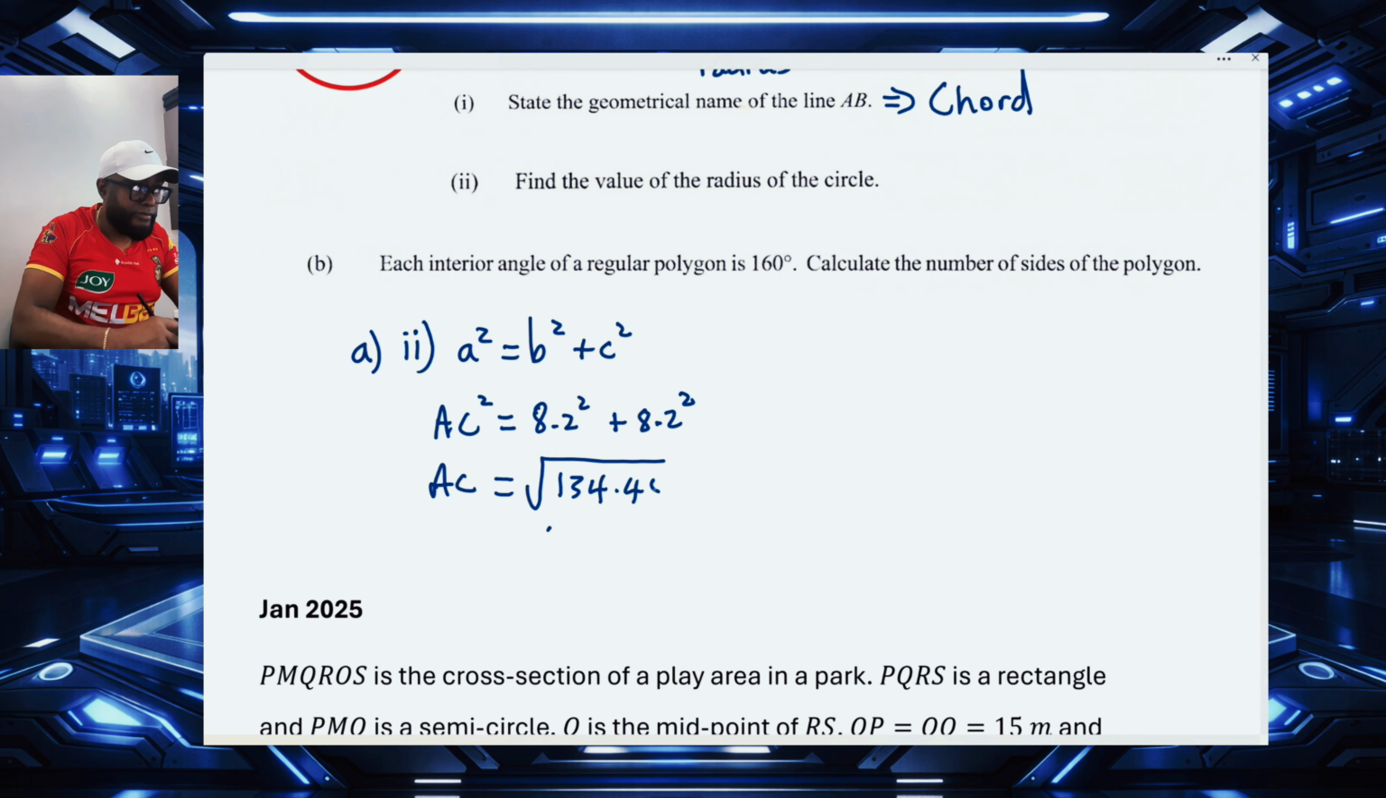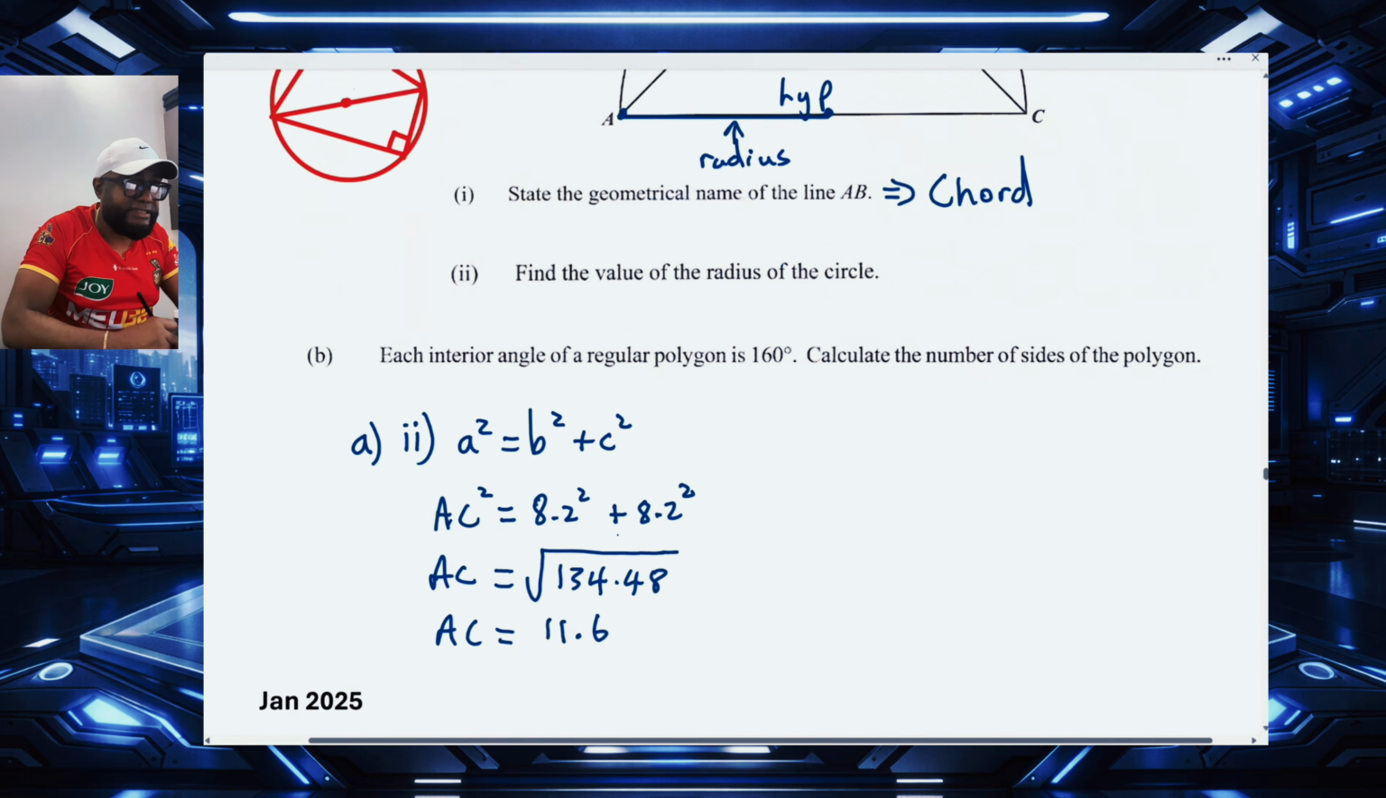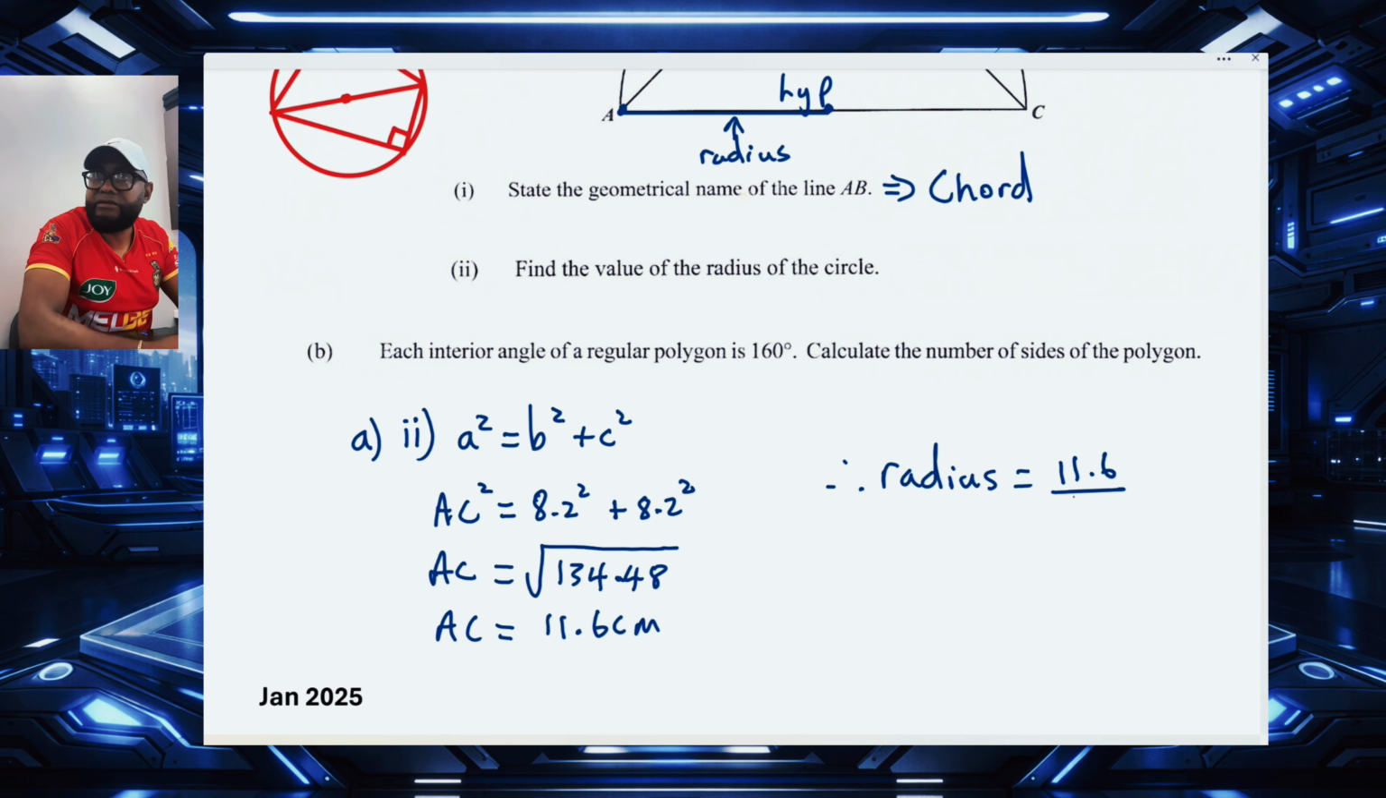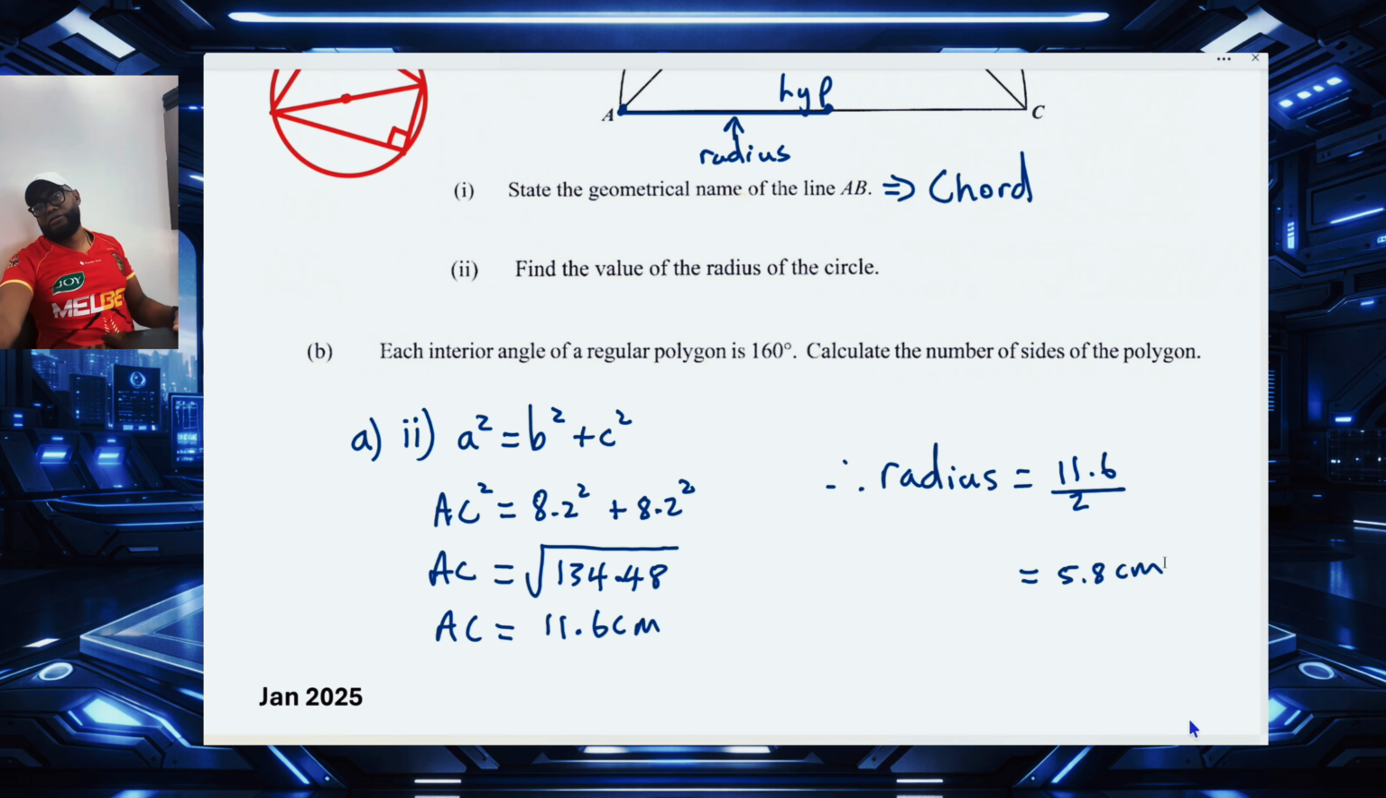134.48. Proper, right? So therefore, AC, which is the diameter, would be equal to what? 11.6 centimeters, right? 11.6 centimeters. So therefore, my radius would be equal to 11.6 divided by 2, proper. So my radius would be? 5.8. Come on, guys, come on. You had a winner now.